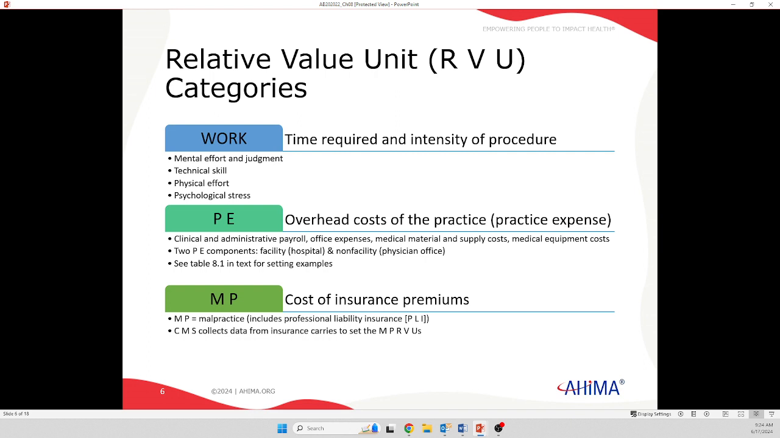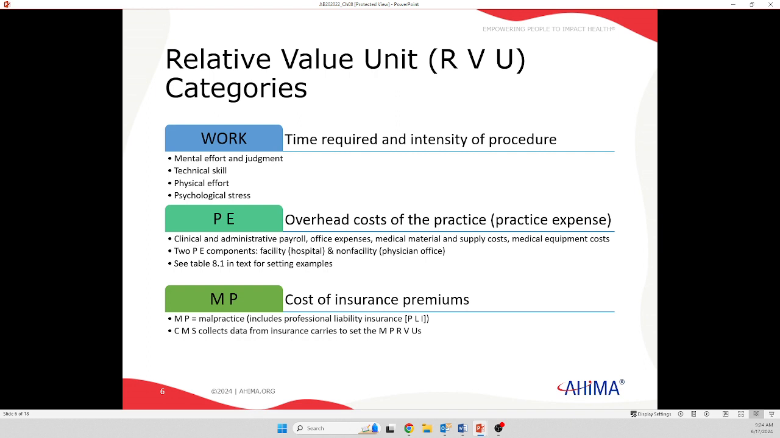The second part is the PE. This is our overhead cost. This is our operational cost. And the PE stands for practice expenses. So this would be clinical and administrative. It's looking at the supplies as well as the administrative.